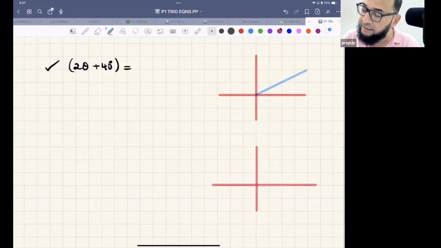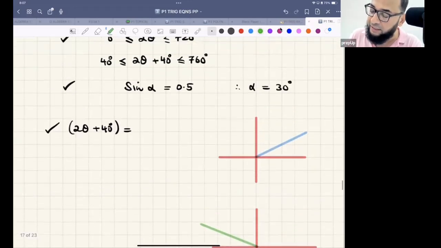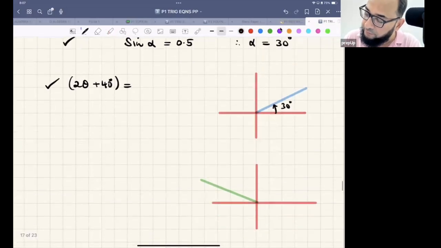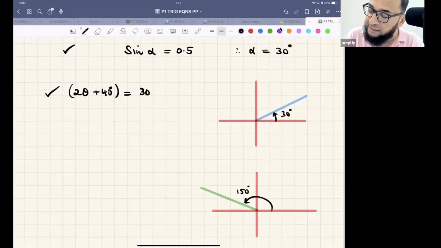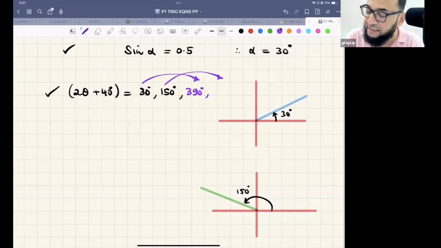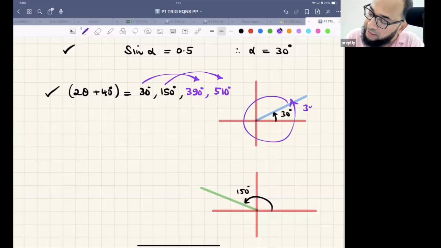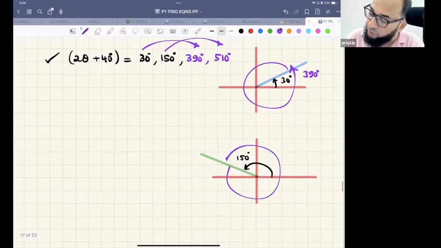This is 30 degrees right over here. And this green one is 150 degrees right over here, because the basic angle is 30. So this is 30 degrees, this is 150 degrees. This is 30, this is 150. And then in the next revolution, 30 plus 360 is 390, and 150 plus 360 is 510. So one more revolution, that is 390 degrees. One more revolution, that is 510 degrees.